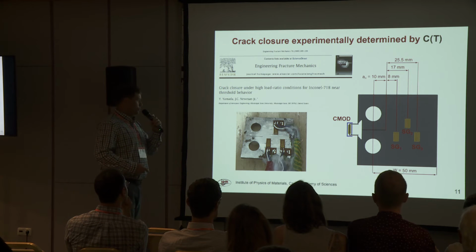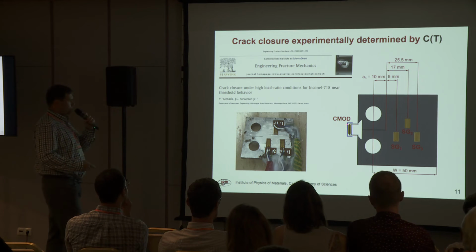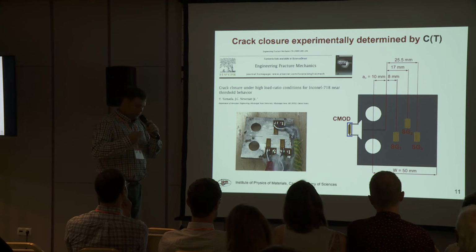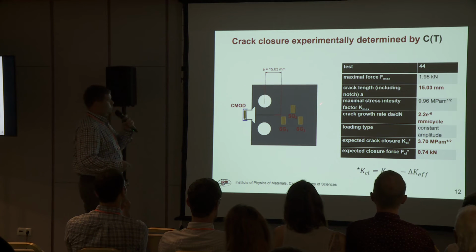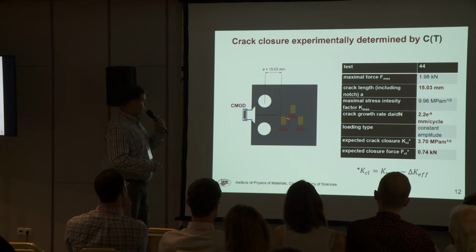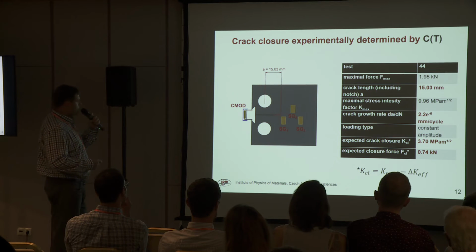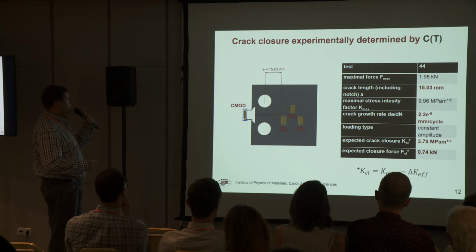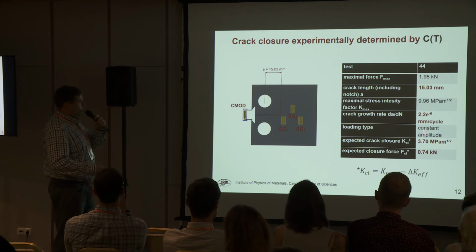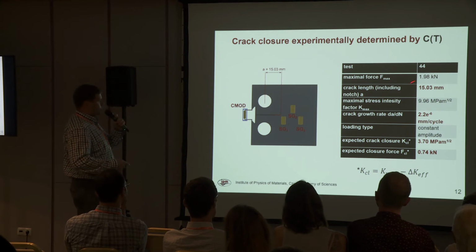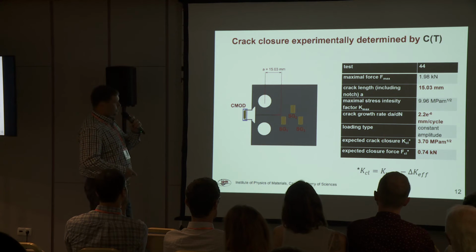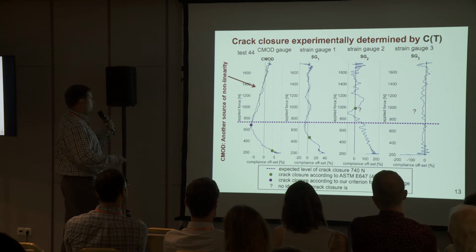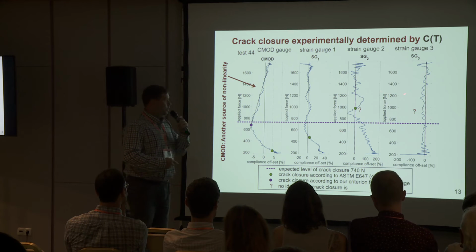Also, we tried to measure crack closure by the crack mouth opening displacement gauge, which was clipped on from the front side of the specimen. Here you can see just one representative case. We measured the crack closure on a CT specimen with a crack length of approximately 50 millimeters. Here you can see the remaining parameters of this experiment, and from the crack growth rate, we could calculate the expected crack closure. But here you can see the data which were obtained.